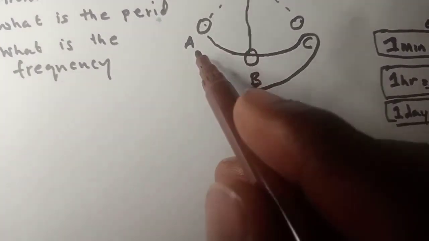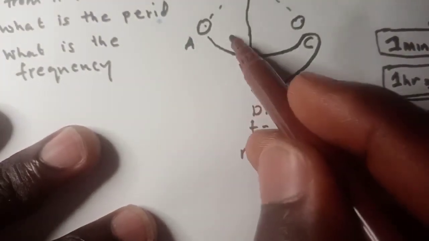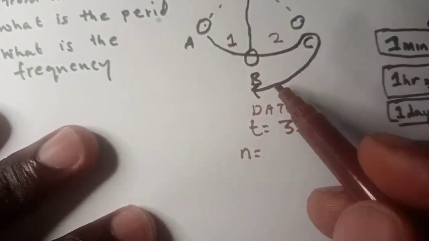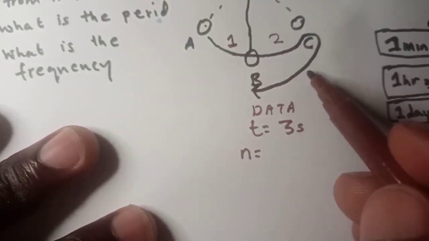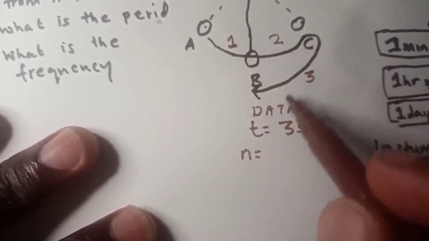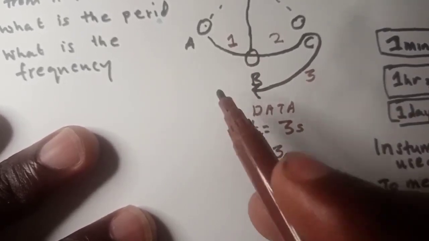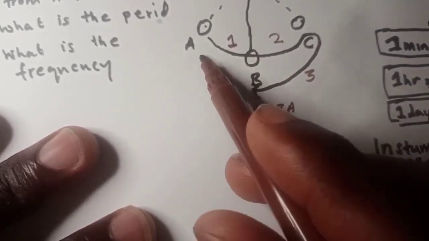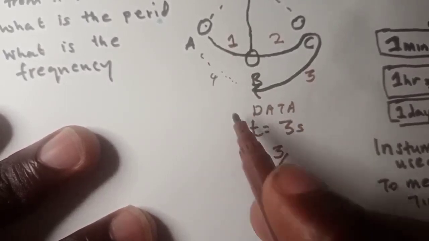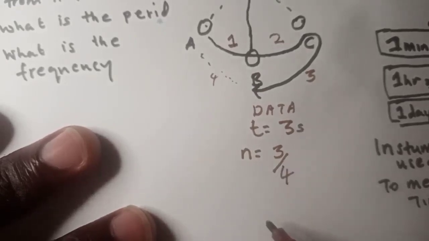We're going to count the amplitudes. It moved from A to B, this is 1. From B to C, this is 2. Then from C to B, this is 3. So it moved 1, 2, 3, so I'm going to say 3 over what? The total: if it moved to A, this would have been number 4. So 3 over 4. These are the number of oscillations.